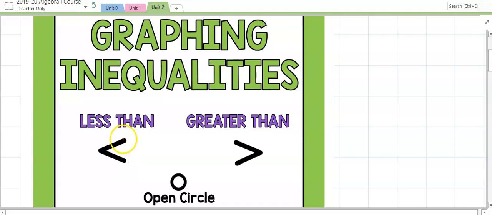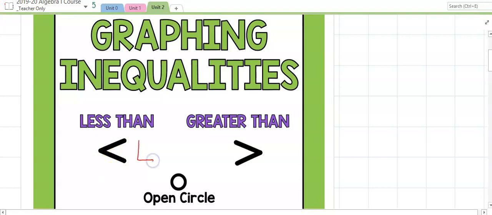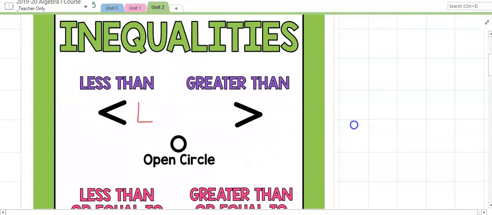You may have been taught that the alligator eats the bigger number, or to make it look like Pac-Man. I've always found that the simple fact that the less than symbol resembles a letter L is probably the easiest way to remember that this one is less than and the other one is greater than.